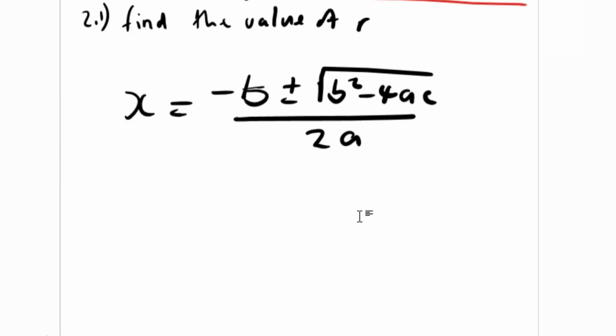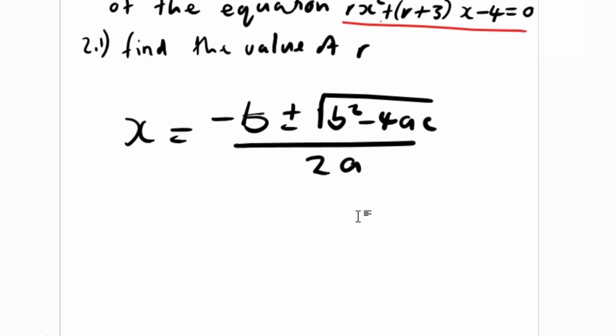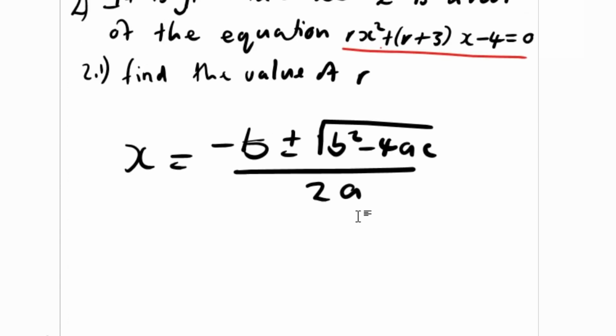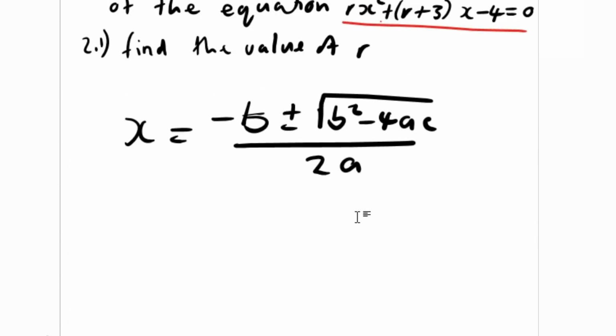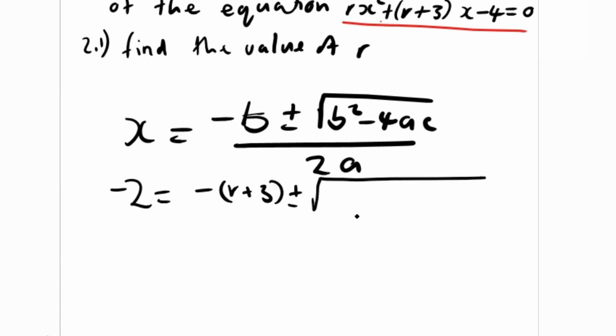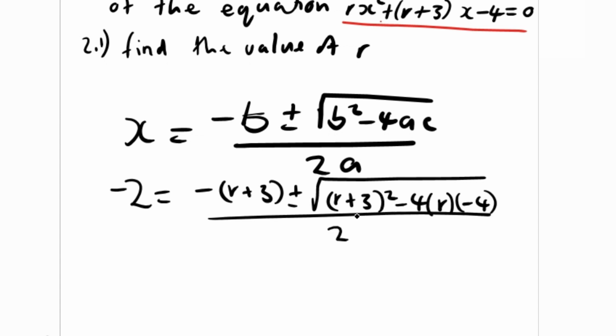and then we say, now let's substitute into our formula. Remember, we have our x is minus 2. So what we're going to do is to substitute that x there. The x that is minus 2, we're going to substitute it here. We say minus 2 will be equal to minus b is r plus 3 into brackets plus minus the square root of r plus 3, and then you close, you square, minus 4, a is r, c is minus 4, everything over 2a, a is r again.